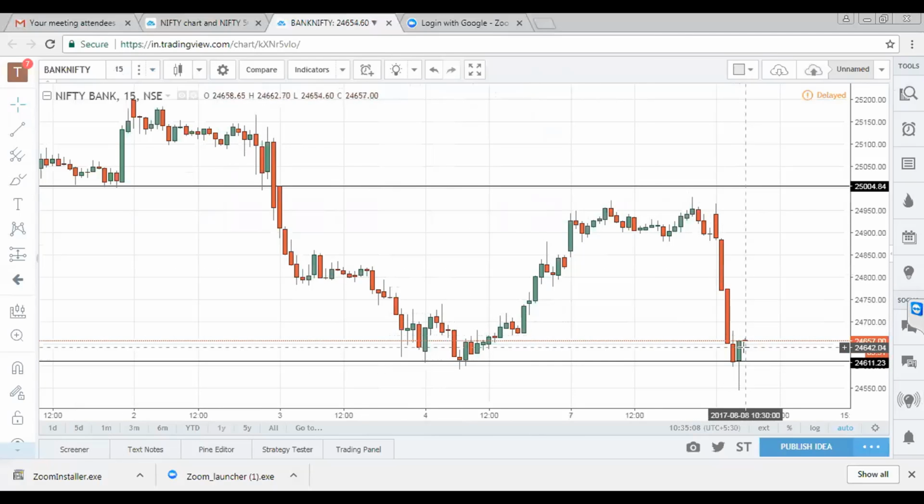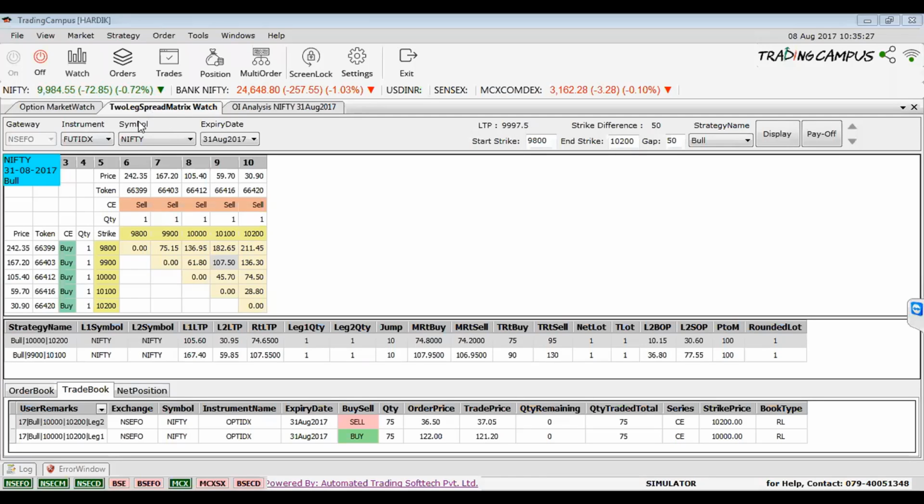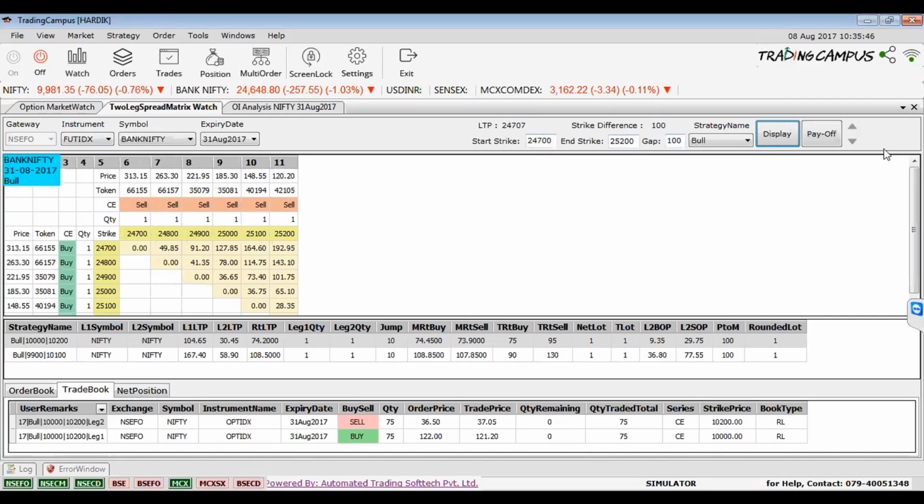Okay, but we cannot just go in and trade. If you want to trade, you can take a bull spread in Bank Nifty, right? So we can create a bull spread in Bank Nifty. So let's go and do that. So now instead of Nifty, we want Bank Nifty. Okay, so let's say we want 24,700 and 25,200. We want to make a bull spread.